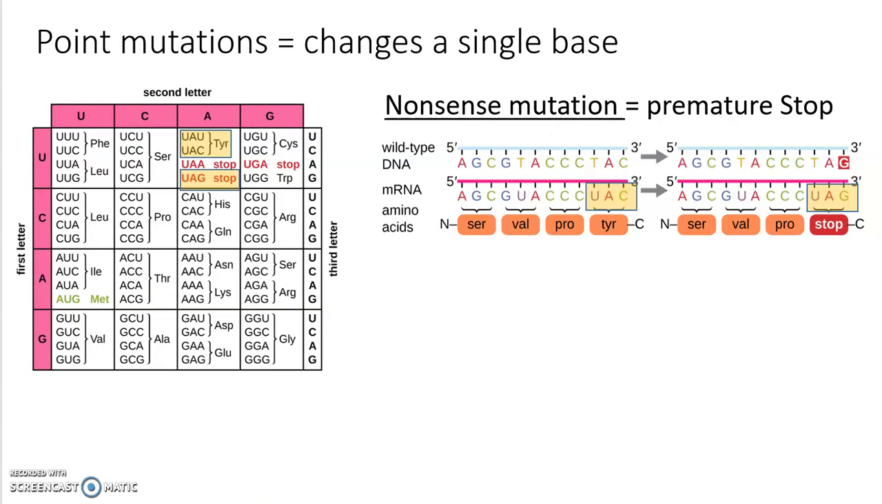If we move on and look at another type of point mutation, this one is called a nonsense mutation, because here your message has a codon right there that codes for an amino acid. In this case, UAC codes for a tyrosine. But over here we have this mutation that changed that codon to a UAG. So your C changed for a G right there. And this is a stop codon right there.